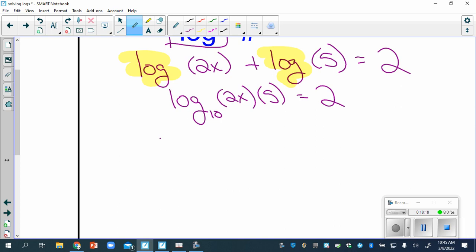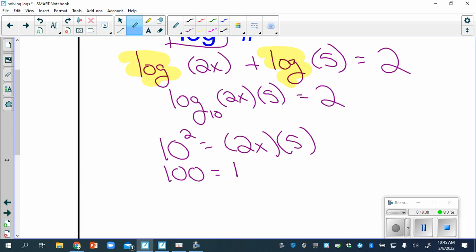So let's rewrite it. 10 squared equals 2x times 5. 100 equals 10x. Ooh, 2 times 5. X equals 10. Yeah, are we okay? You guys ready to try one on your own?